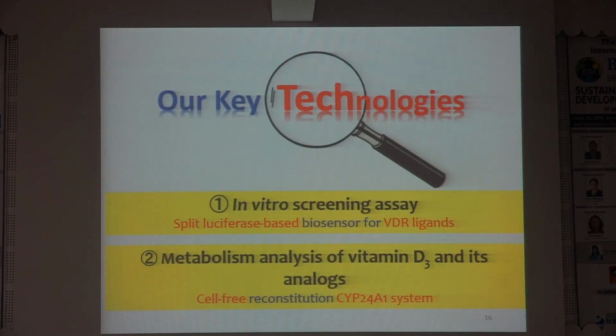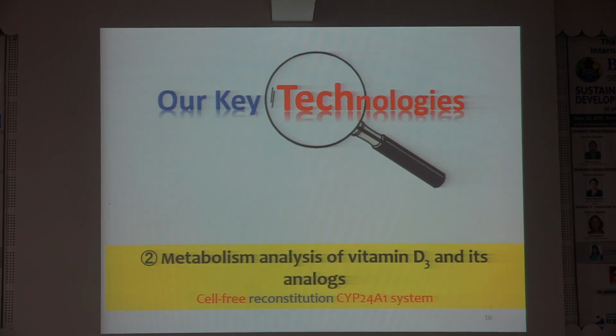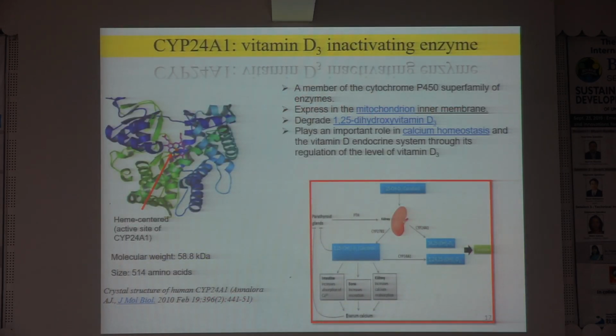Now the second technology, metabolic analysis of the vitamin D3 and its analogues. So before talking of this technology, I would like to introduce what the CYP24A1 is. I think you already talked about this in my previous slide, but briefly I will discuss here. This is a member of the cytochrome P450 superfamily. It is widely expressed in the mitochondrial inner membrane, and it's generally the inactivating enzyme of 1,25-dihydroxy vitamin D, and it plays a very important role in the calcium homeostasis.